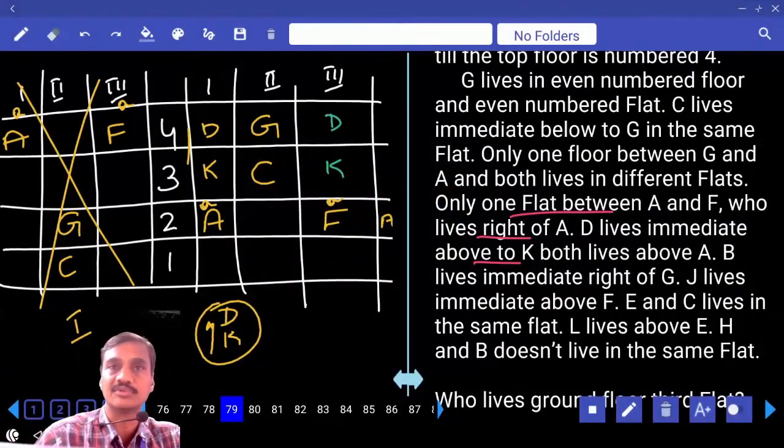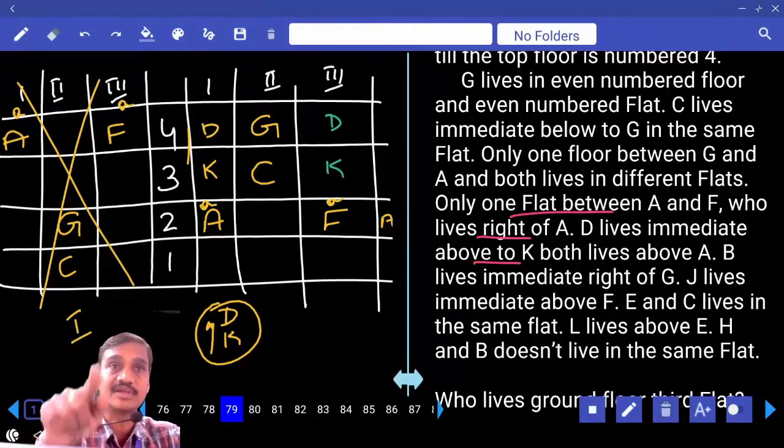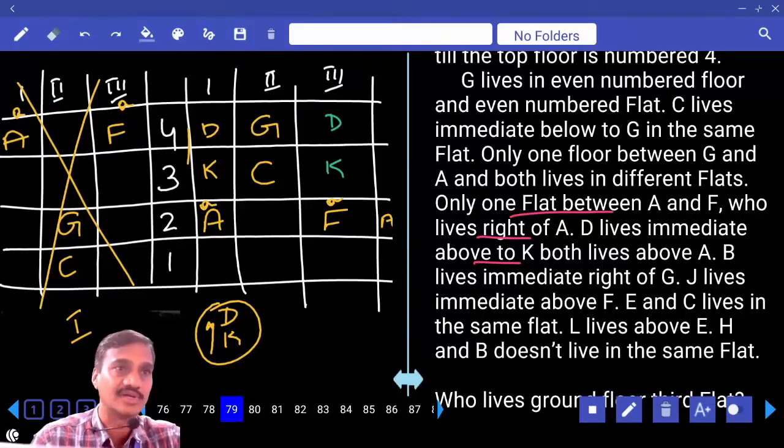There are two different possibilities. Now A is on the second floor. For D and K to be above A, they must be on the third and the fourth floors. They need not necessarily be in the same flat.